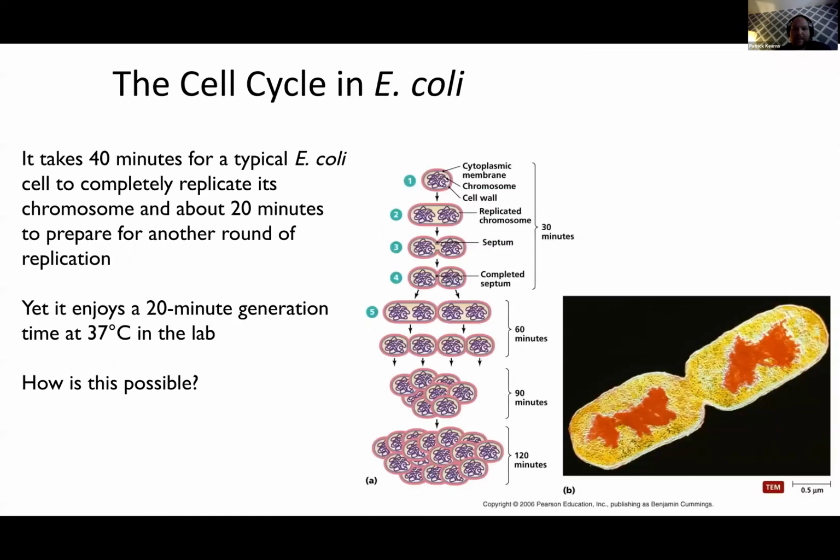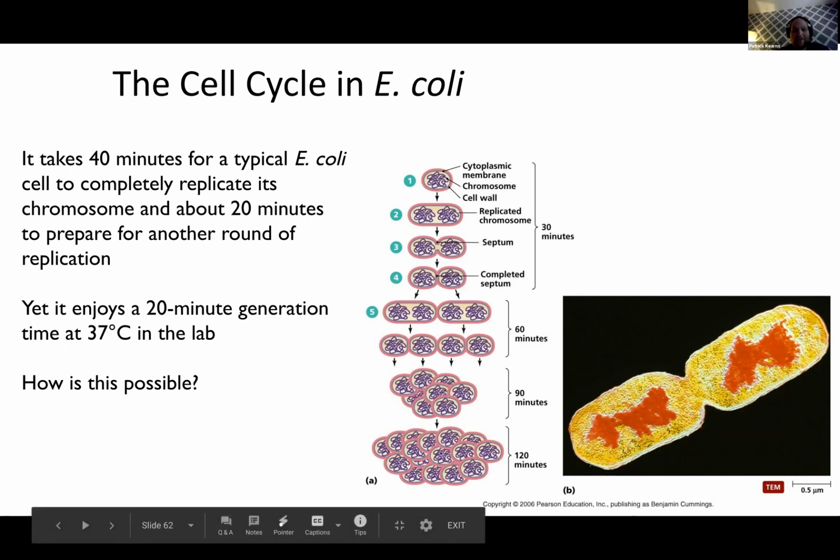But let's talk about the cell cycle in E. coli. It takes about 40 minutes for a typical E. coli to completely replicate its chromosome and about 20 minutes to prepare for another round of replication. But the cool thing is it enjoys a 20-minute generation time at 37 degrees in the lab. So how is this possible? Well, let's talk about that. It takes about 30 minutes for it to completely replicate its chromosome and completely divide. But after 60 minutes, it's on two replication cycles. And then every 20 minutes, another one. Well, how is this possible?